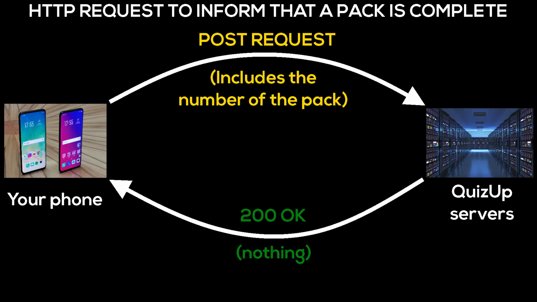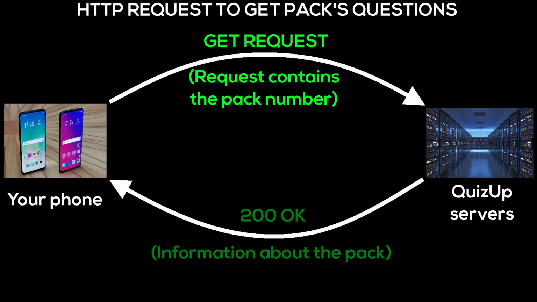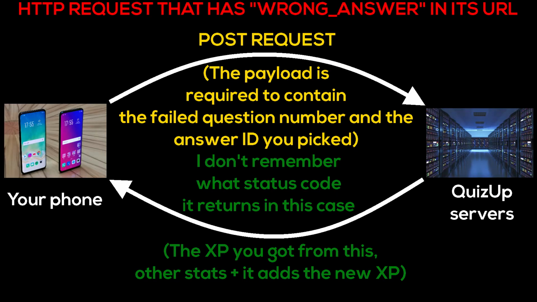You see, the server doesn't even ask you to prove that you answered the questions correctly. You can just keep saying that you complete packs. If you want to know what questions are in the next pack, you have to send a separate GET request. When you end the game, you would send another request to the server with the information which question you got wrong and the answer you've picked.